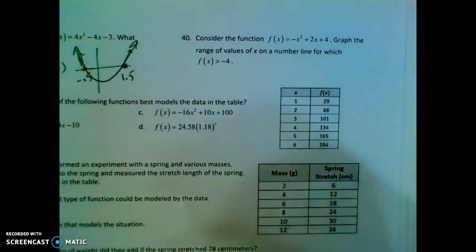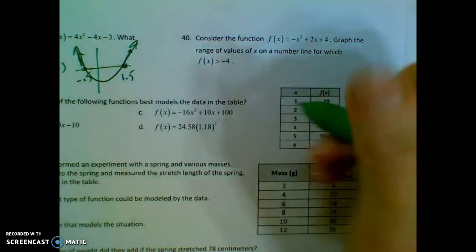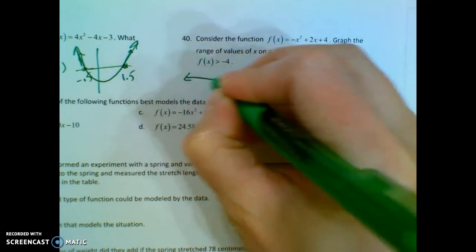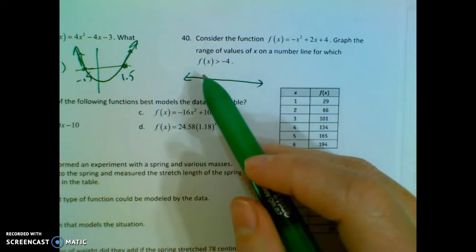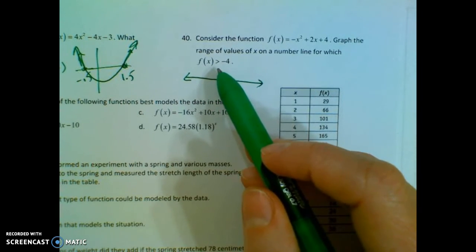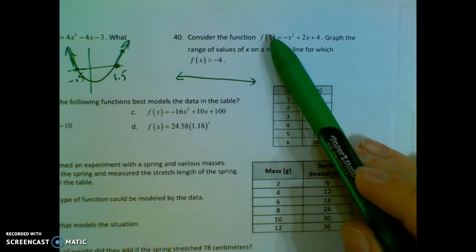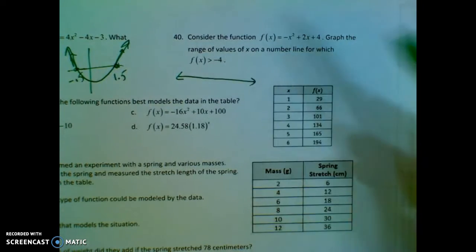All right, number 40. Consider this function, graph the range of values of x on a number line. Okay, so I'm going to go ahead and draw myself a number line here. For which f of x is greater than negative 4? If you were to solve this by hand, you would plug in negative 4 here, set it equal to 0, solve, and then just do a sketch.